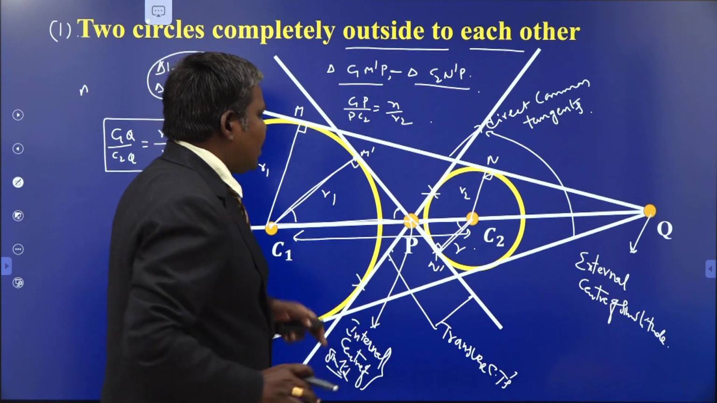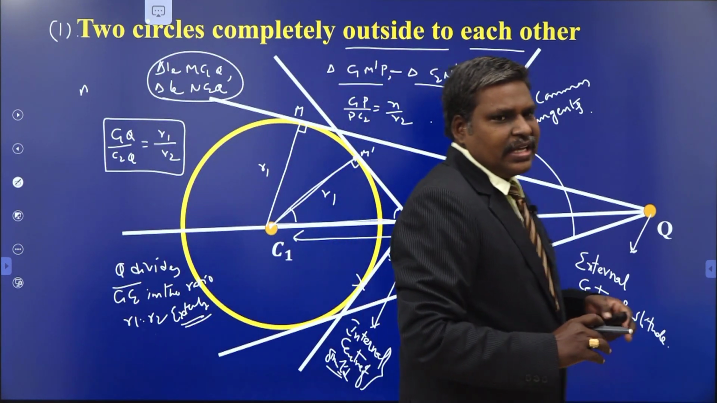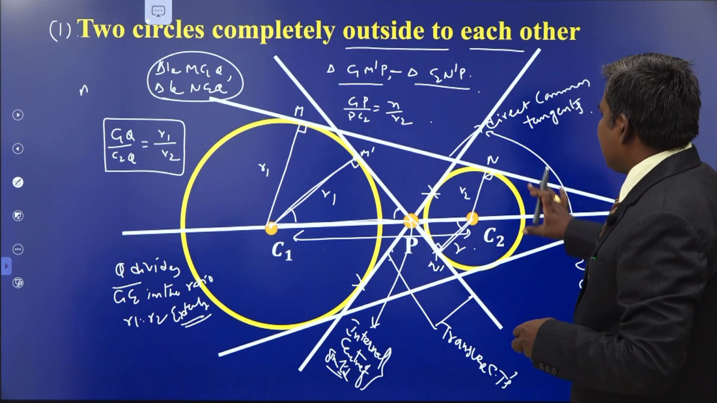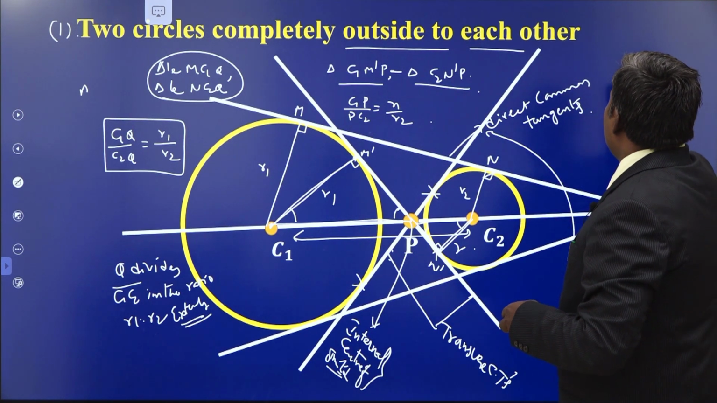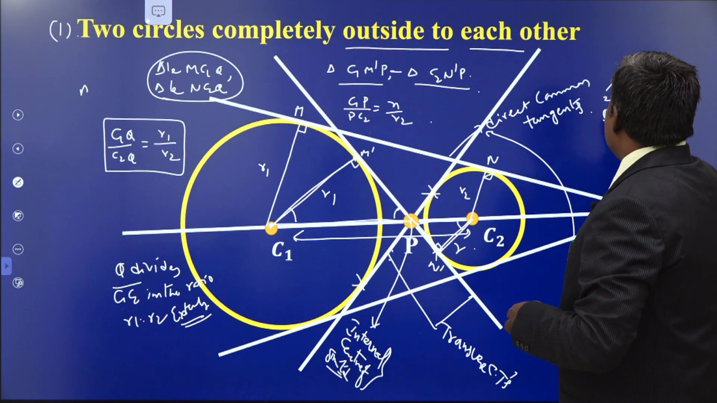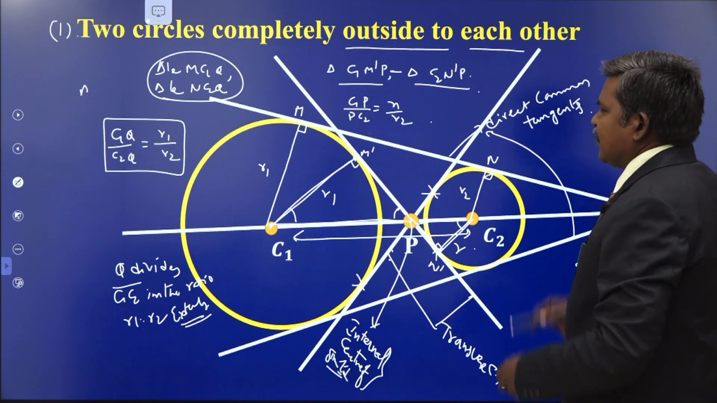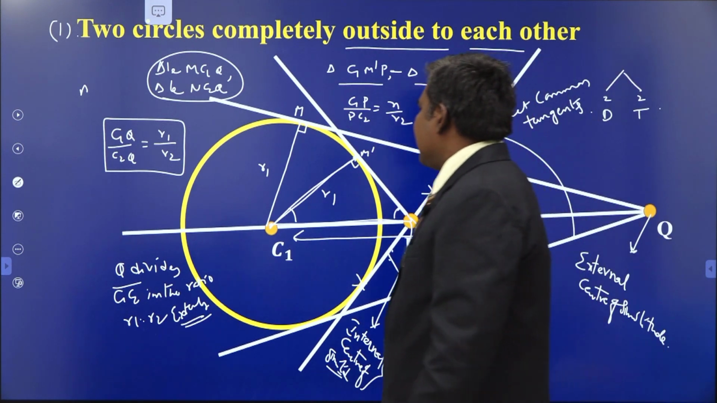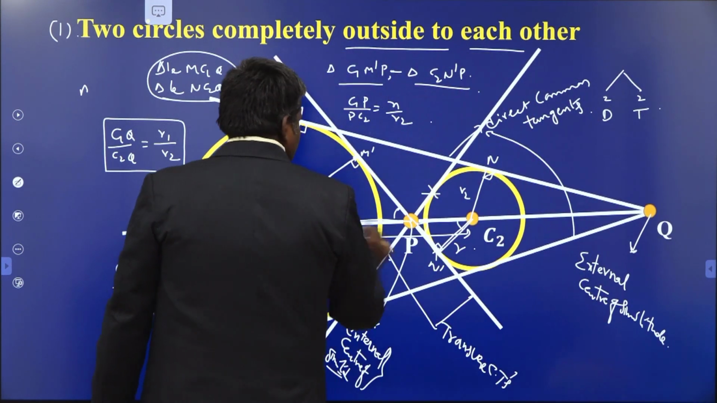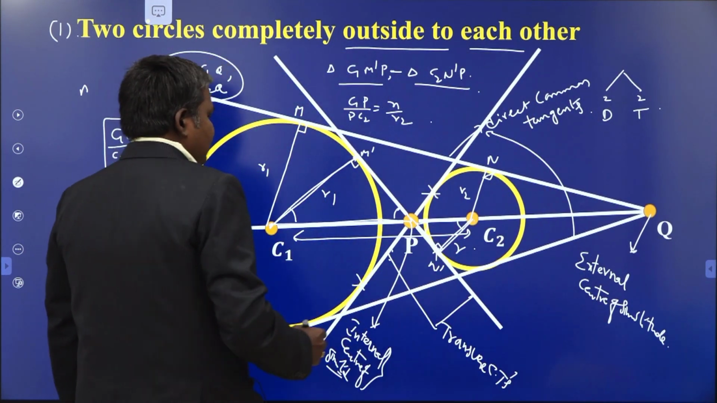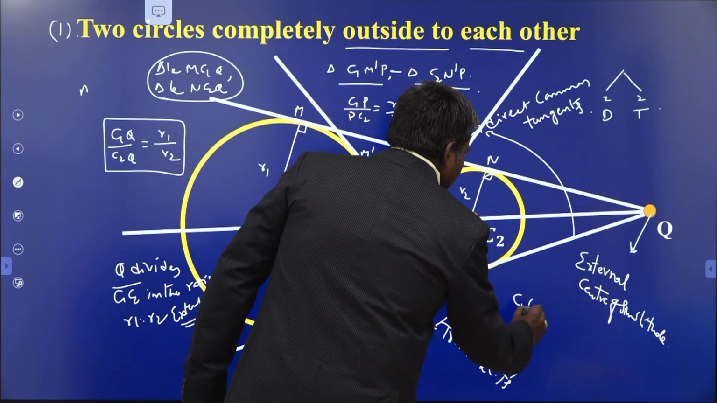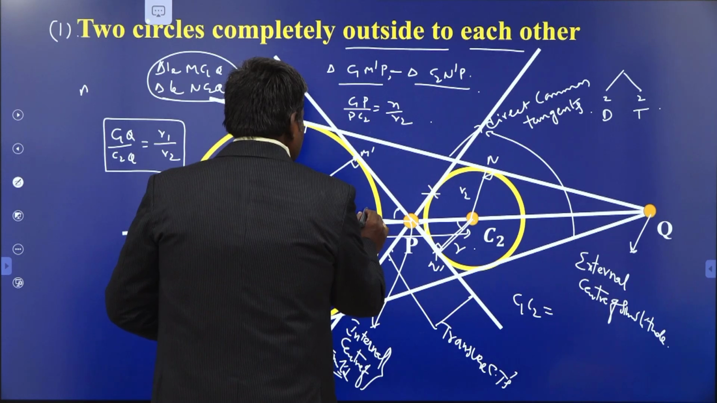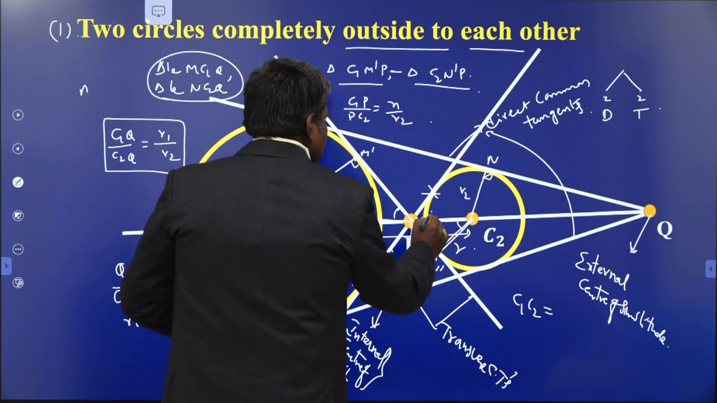This is the story about the number of common tangents when two circles are completely outside each other. So the number of common tangents is 4. Two of them are direct common tangents and two of them are transverse common tangents. Now finally, what is the condition here? The distance between the two centers C1, C2. Suppose this is some point D, and this is some point E.